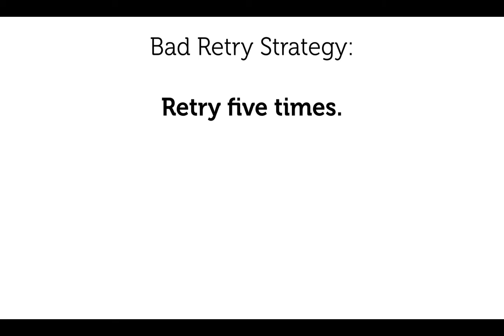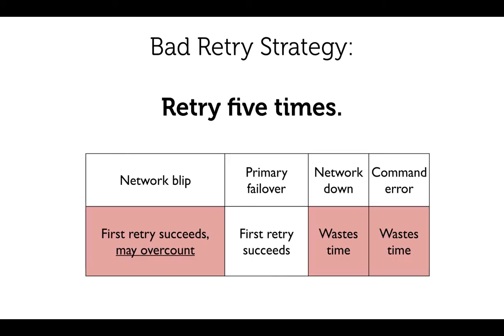So what did Sam see? What's wrong with this blunt retry strategy? So in the case of a network blip, we no longer risk undercounting, but now we risk overcounting. Because what if that first attempt actually succeeded, even though we couldn't read the response? Trying again and sending that same message to the server again will cause us to increment the counter twice.